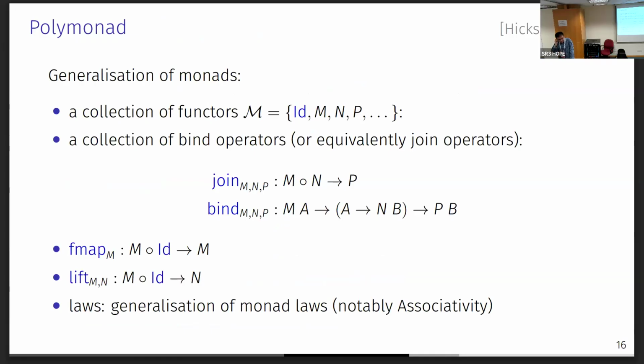For most of you, I guess you won't be very familiar with polymonads, so I'll give you a quick definition. A polymonad is just a generalization of monads. First, we have a collection of functors. One of them should be the identity functor. And we also have a collection of bind operators, or equivalently, the join operators. It combines M with N, and it gives rise to a P. And it only works for certain triples of M, N and P. By using this bind, we can derive the fmap operators and the monad morphisms, those lifts. And polymonads also have laws, which are a generalization of monad laws. Among them, there's the associativity law.